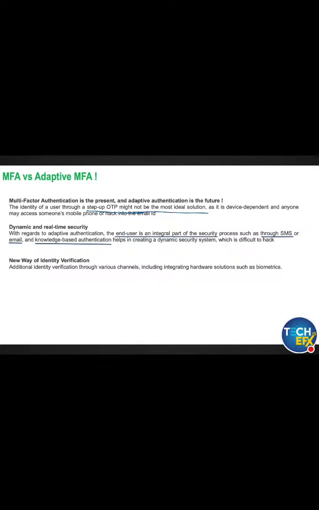Adaptive authentication helps in setting up additional identity verification through various channels, including integrating hardware solutions such as biometrics. So this is very important to understand, as passwords are seen as the weakest link in any security system nowadays. Backing it up with additional authentication, especially biometrics, ensures that only the authorized person is able to access the system.